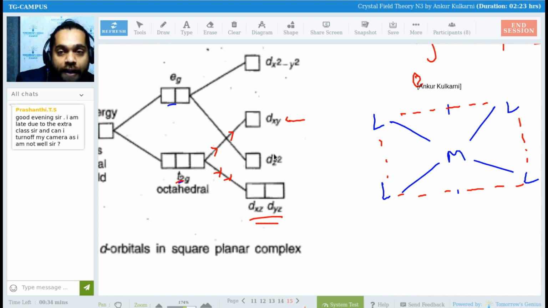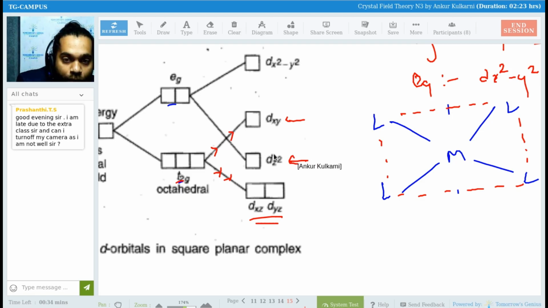Similarly, in the eg, what did we have? In the eg, dx square minus y square and dz square. Again, the same thing. dz square comes down, even more stable than dxy, and dx square minus y square goes on the top. Clear? Everyone?